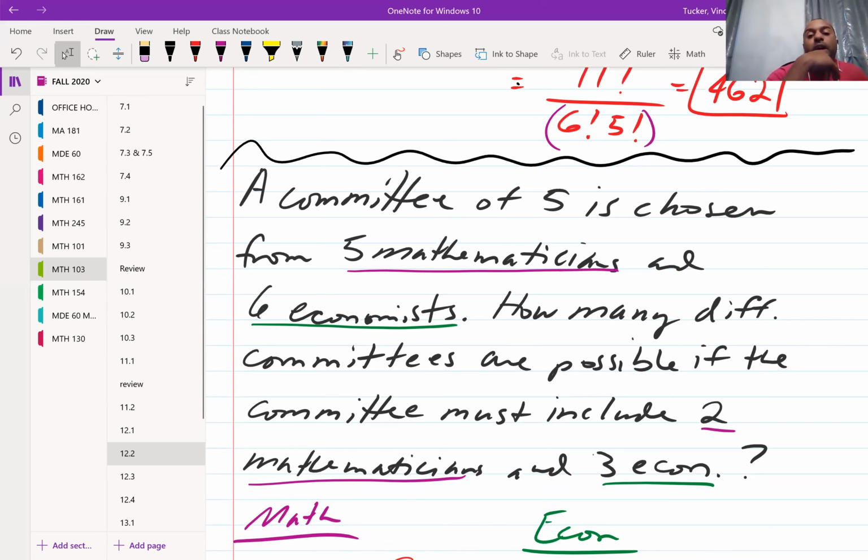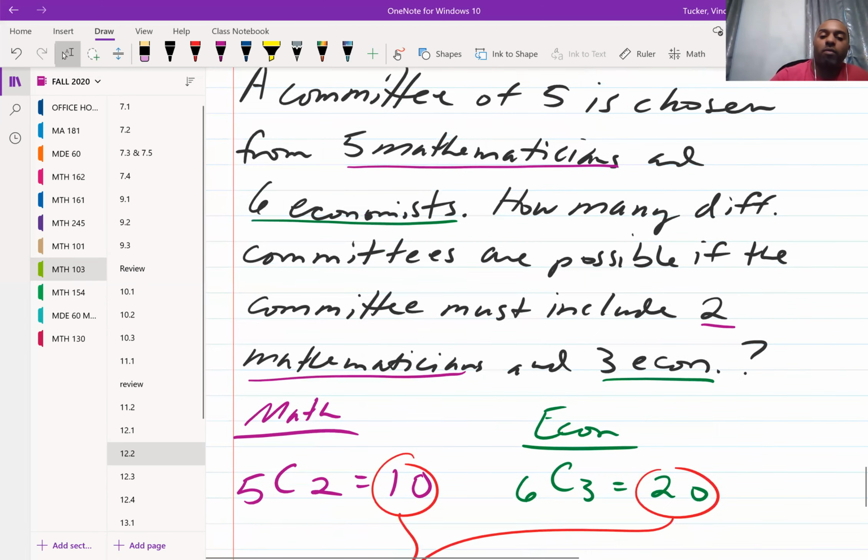All right, so we have 2 different categories here. We have mathematicians and we have the economists. So 2 people from the committee will come out of the 5 mathematicians. 3 people out of our committee will come from the economists. So we're going to set it up 2 different ways.